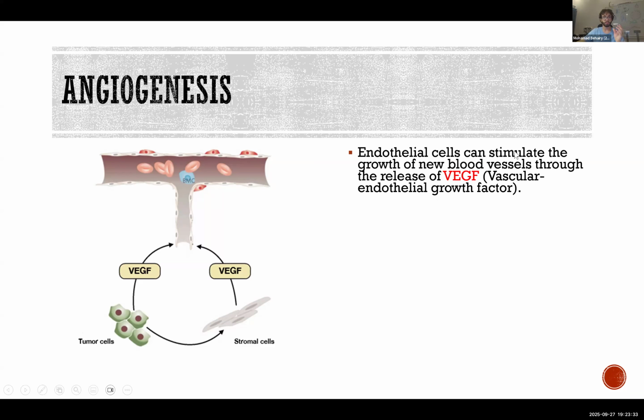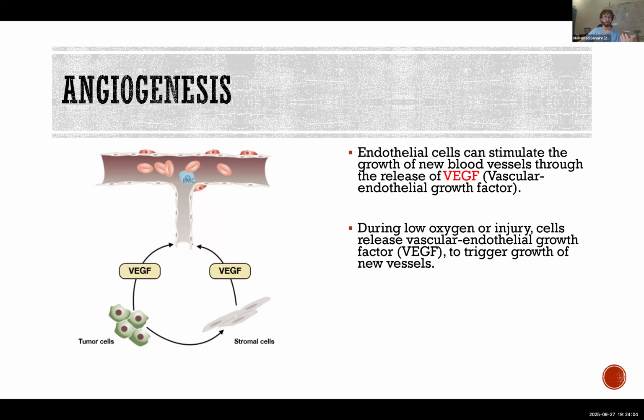The endothelial cells can stimulate the growth of new blood vessels by releasing VEGF, vascular endothelial growth factor, which makes sense. Vascular is related to blood vessels, endothelial comes from the endothelium, growth factor is for the growth. VEGF is a protein. When the endothelium releases it, we're going to have growth of blood vessels in certain contexts. For example, when we have low oxygen, our cells that are injured, these endothelial cells are going to release this VEGF, the vascular endothelial growth factor.